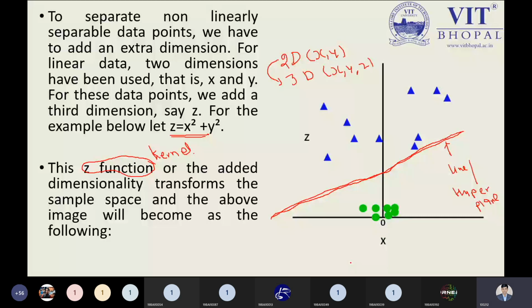Yes, tell me, is this image visible? Yes, sir, visible.